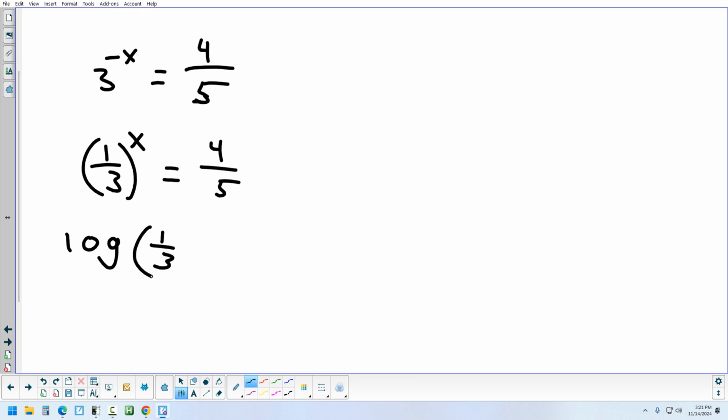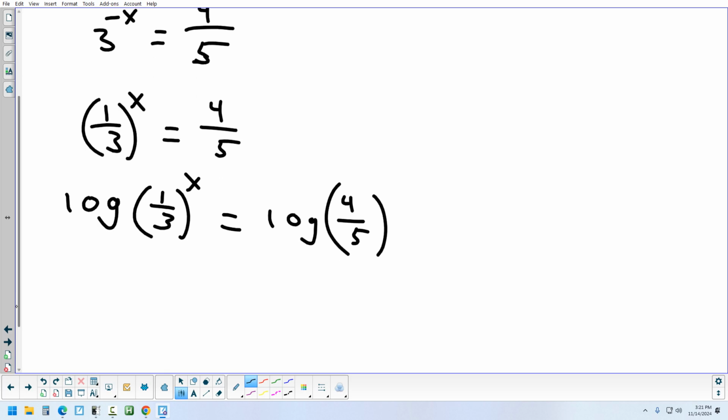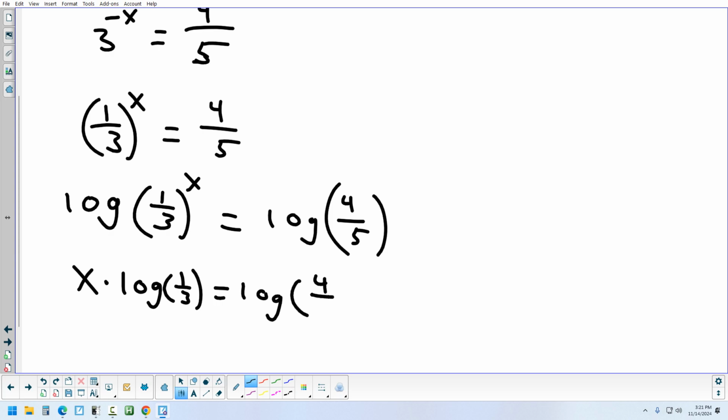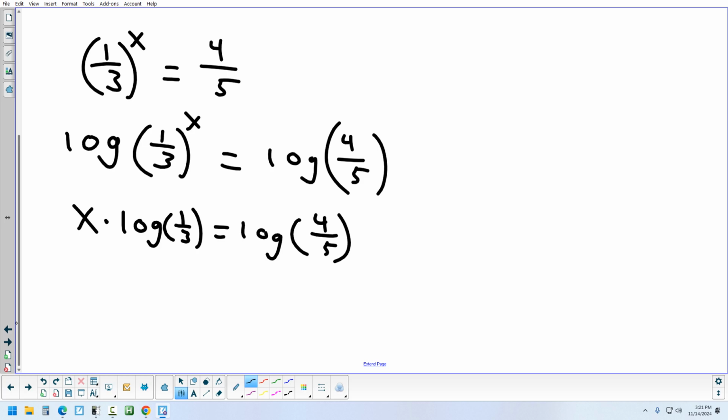Log 1/3 to the x equals log 4/5. Okay. Now, because that exponent is a variable on an argument to a log, what can you do with the x? Yep. Move it in front of the log. So you have x times the log of 1/3 equals log of 4/5.